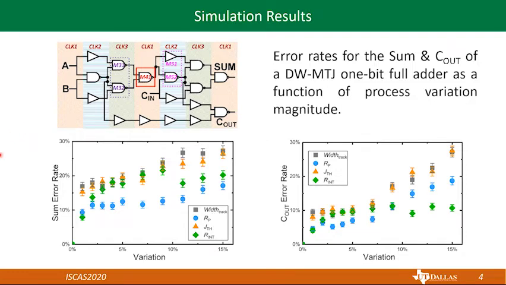The horizontal axis is the maximum variation range, and the vertical axis is the output error rate for the sum on the left and the carryout on the right. We can clearly see that the variation of different parameters have different impacts on error rate, and that the Cout has more immunity to parameter variations than sum.